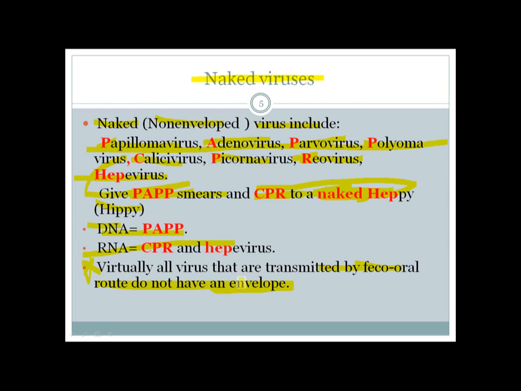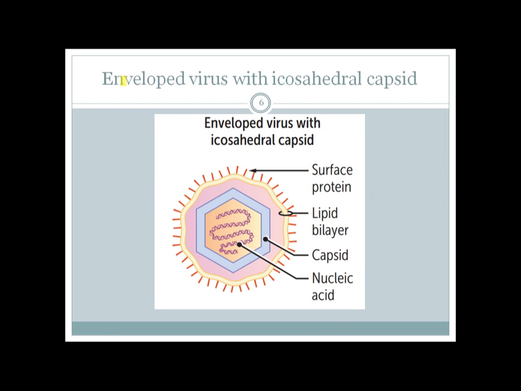Okay, that's why all viruses that are transmitted by the fecal-oral route will be non-enveloped viruses, or naked viruses. Here you have the enveloped viruses. There are actually two types. Some have an icosahedral capsid, and some of the enveloped viruses have a helical capsid.